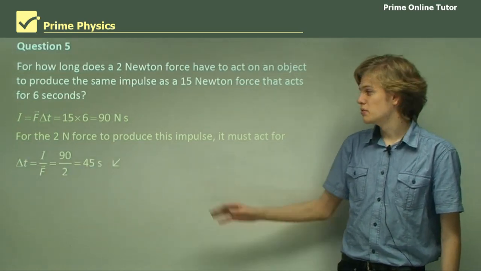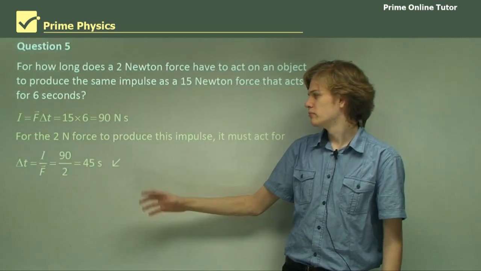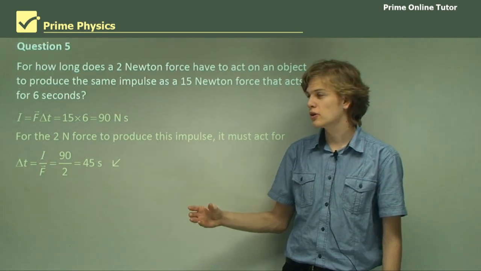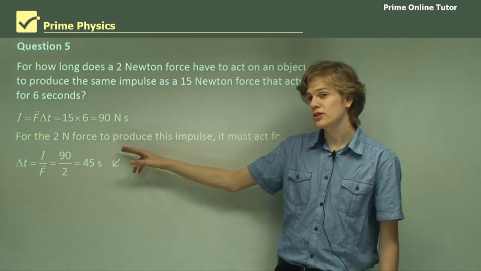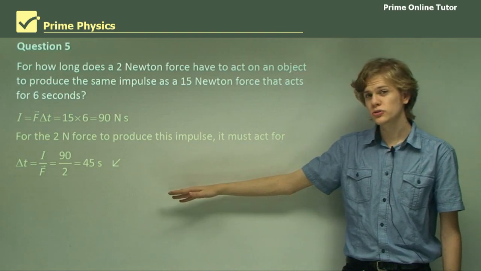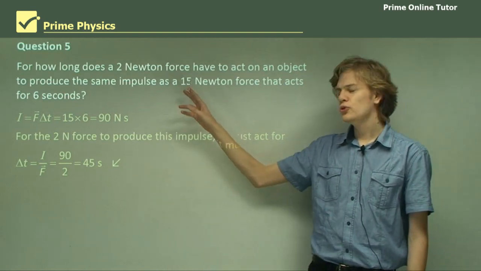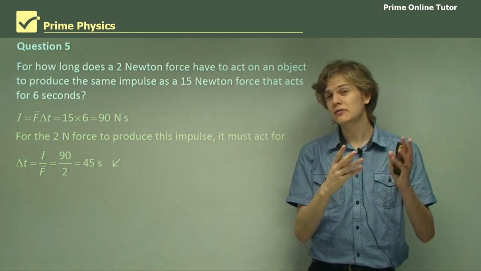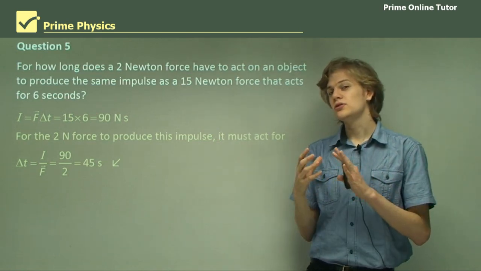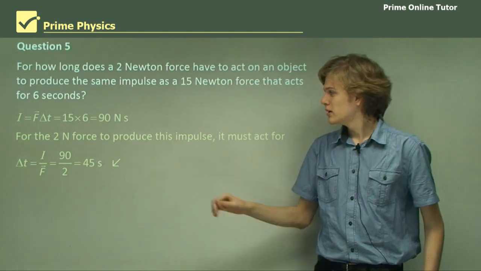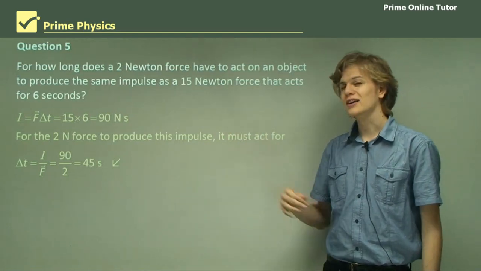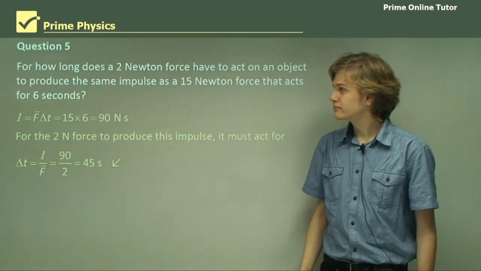So it's going to be change in momentum over force, which will be 90 Newton seconds over 2 newtons, which gives us 45 seconds. So if the 2 Newton force acts for 45 seconds, it produces the same change in momentum as the 15 Newton force that acts for 6 seconds.